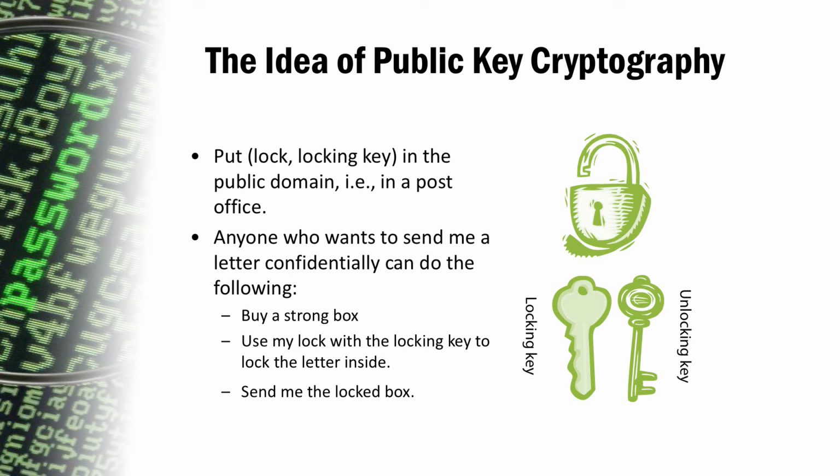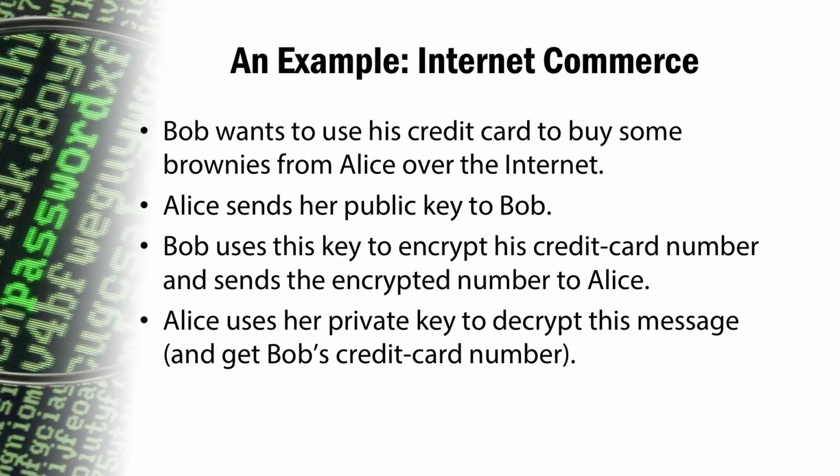So now let's apply this to a real-world scenario. Suppose that Bob wants to use his credit card to buy some brownies from Alice over the internet. Because we are talking about PKI, what you are actually seeing here is that Alice has two keys associated with her identity, a private key and a public key. The private key is the key that only she knows and uses to decrypt or encrypt messages. The public key is the key that everyone else knows.